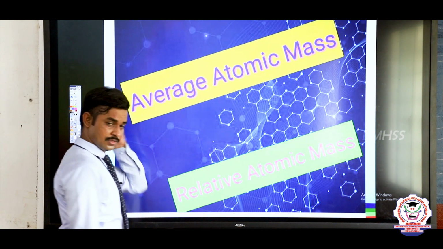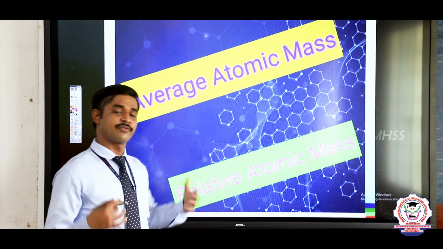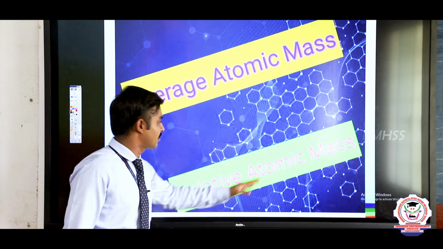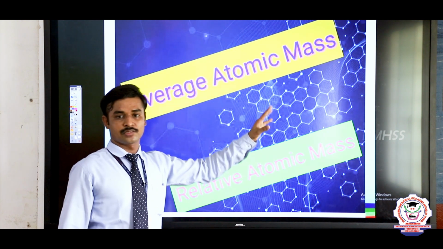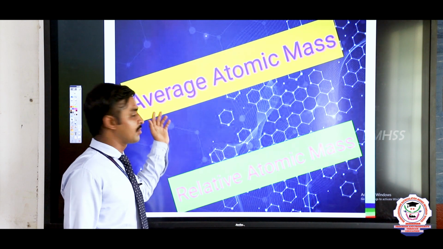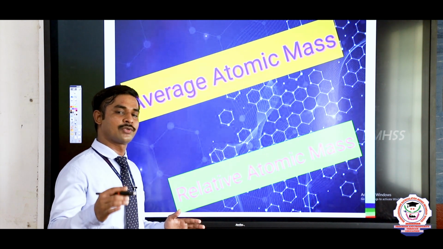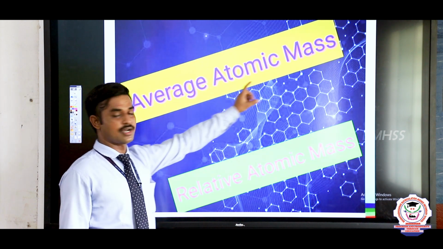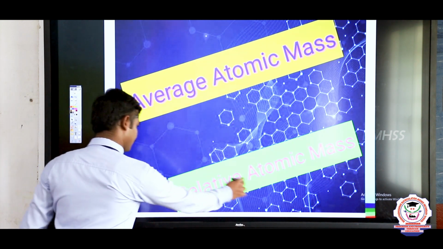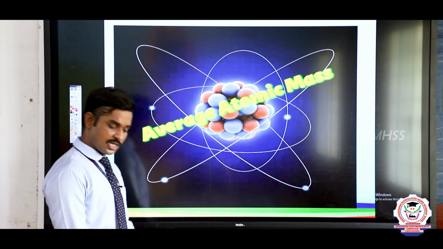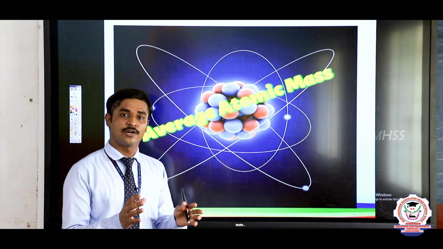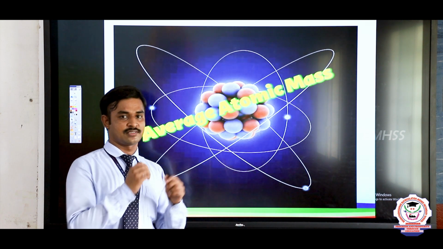Let us see. If we need relative atomic mass, we first need to know the average atomic mass. We can find the relative atomic mass from the average atomic mass, because the formula of relative atomic mass contains the ratio of average atomic mass and 1/12th part of a carbon-12 atom. So we need to see what average atomic mass is. It is the weighted average mass of the isotopes of an element.